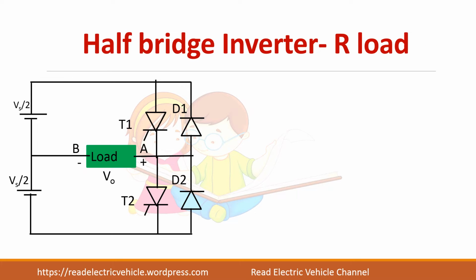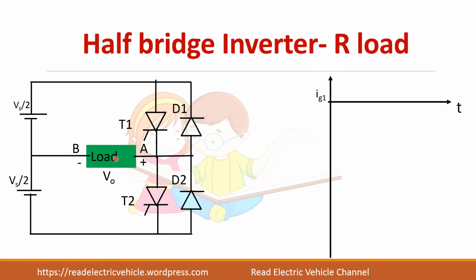So this is the circuit diagram of a half bridge inverter. You have only two thyristors connected in series, and each thyristor has a diode in anti-parallel. And you have a split DC power supply Vs by 2 and Vs by 2, between which the load is connected.